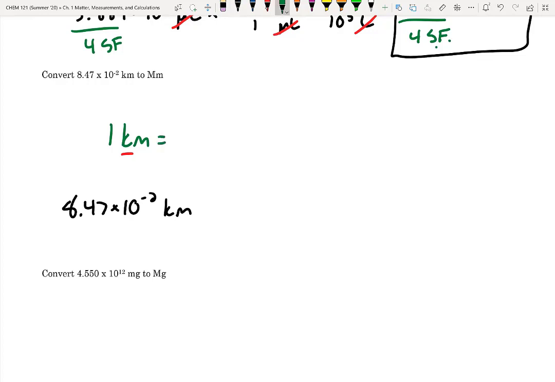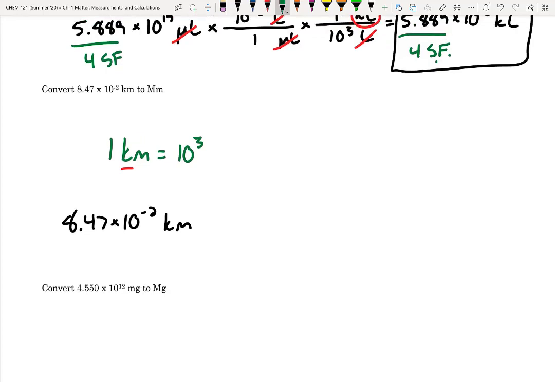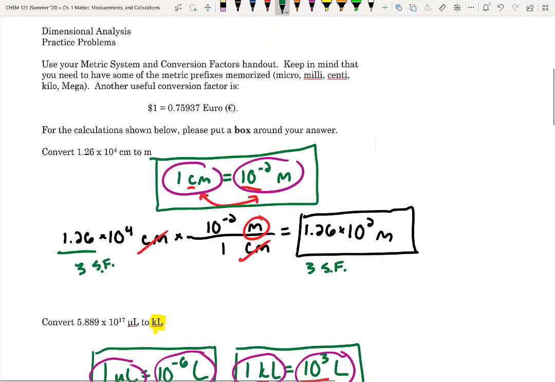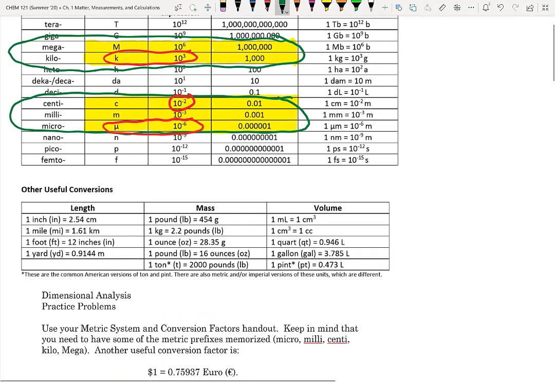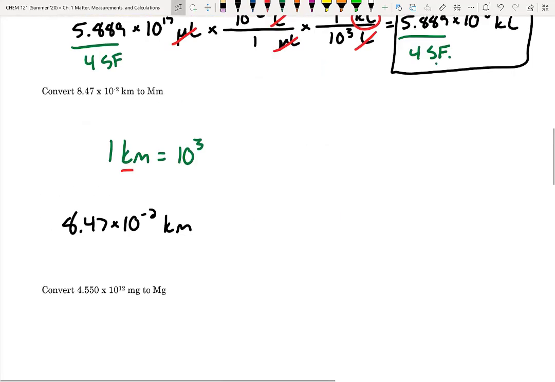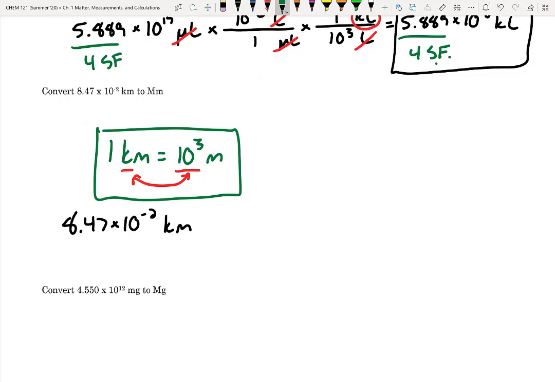Kilo. Kilo is 10 to the third. So we can go ahead in the chart and say kilo was 10 to the third, so we're going to plug that in. These are functionally equivalent. So 1 kilometer equals 10 to the third meter, and we'll use that for our first conversion factor.